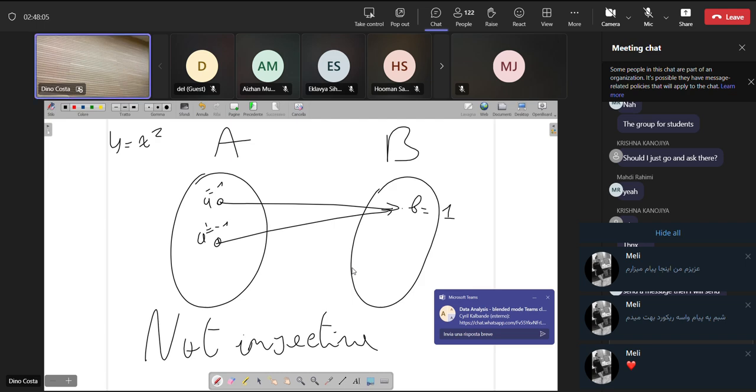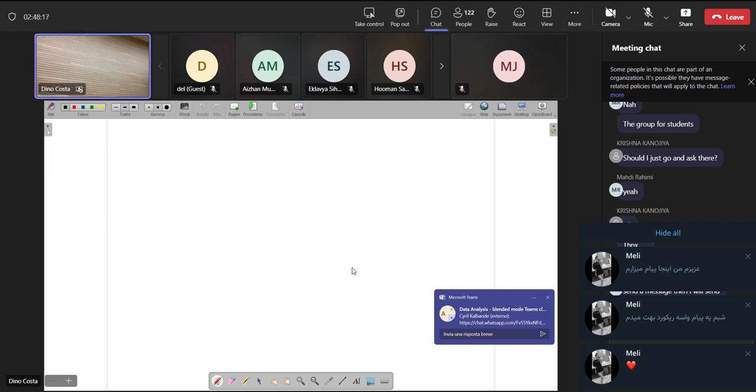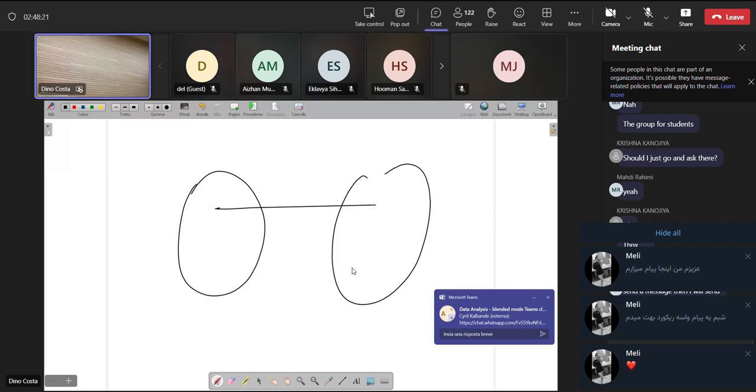Because if A prime and A are different, nevertheless they map to the same element. So a function to be injective must be of this shape. Here we have an arrow, here we have an arrow, here we have an arrow. It's not possible that two arrows go through the same element.